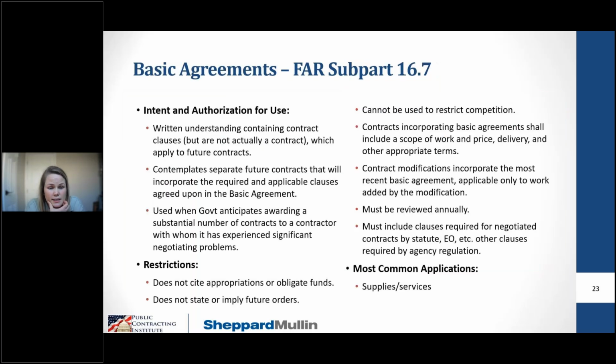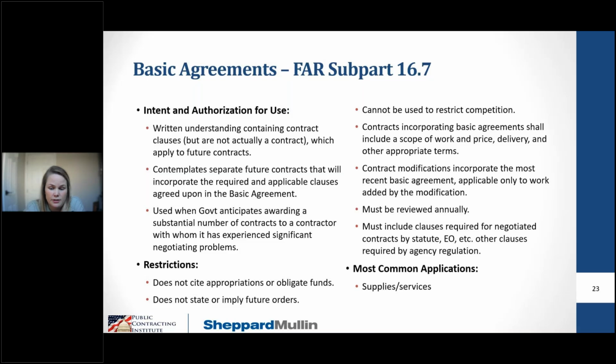FAR subpart 16.7, we have two additional kind of contract types called basic agreements and basic ordering agreements. These two are quite similar, but there's some distinctions worth mentioning. First, it's important to know these basic and basic ordering agreements, they're not actually contracts. They're what you might call an agreement to agree in the future. Little different than a letter contract, which even though contains terms that are not actually definitized, is still treated by the law as a contract and subject to contract law and enforcement regulations. So these are a little bit different than those.